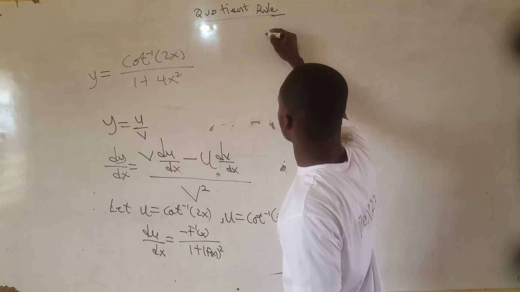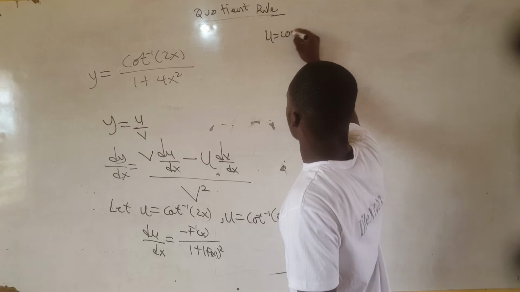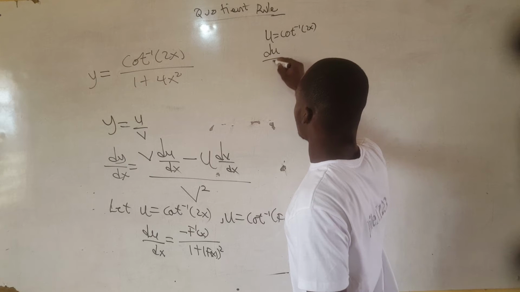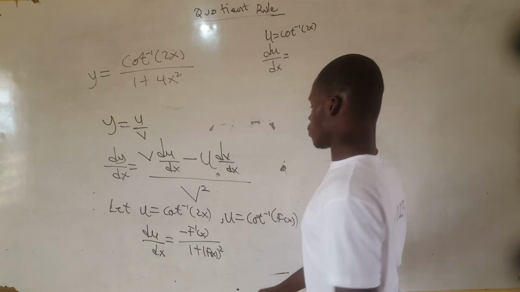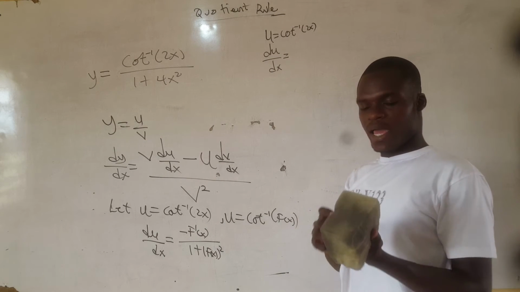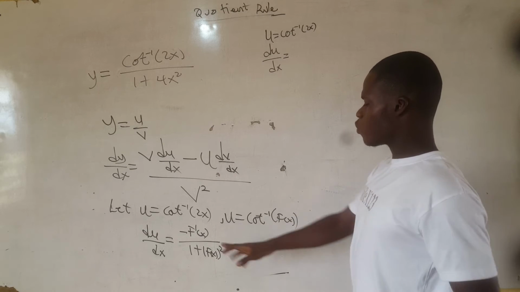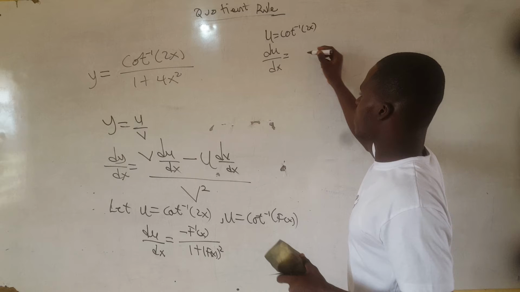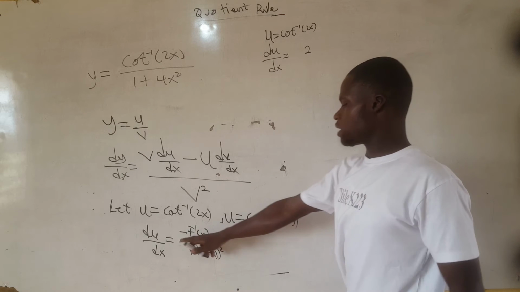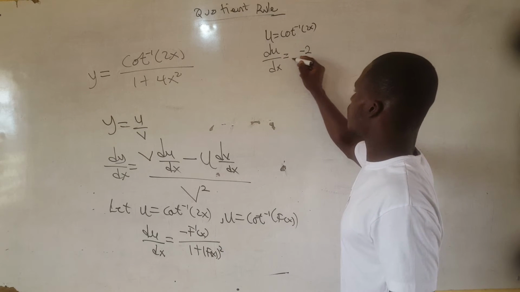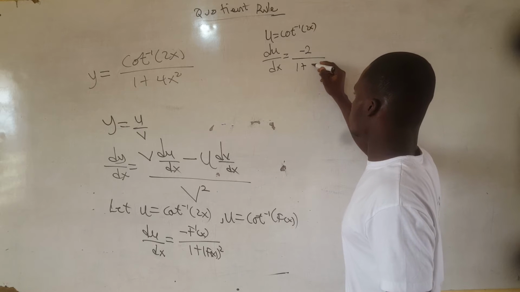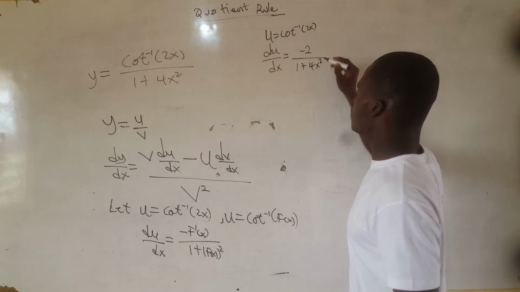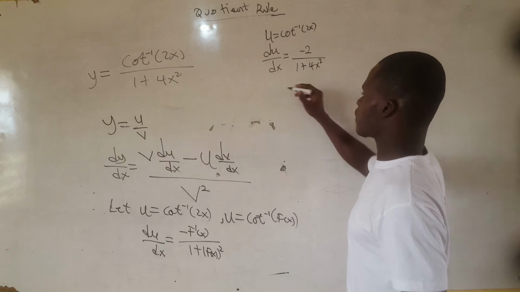So if u equal cot inverse of 2x, then du dx will be equal to negative f prime of x, which means that we will have to differentiate 2x one time. So when we differentiate 2x, we get 2. But then there's a negative here, so we bring the negative. All over 1 plus f of x squared. The f of x here is 2x, so 1 plus 4x squared. So this is the answer for du dx.